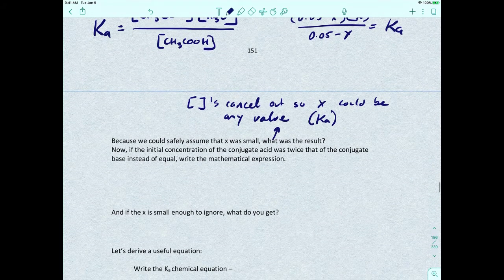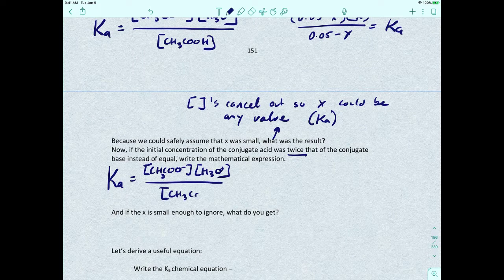Now, here's our next part. Let's say the initial concentration of the conjugate acid, the acetic acid, was twice that of the conjugate base instead of equal. Write the mathematical expression. So here's our Ka for the original reaction. It's the concentration of the acetate ion times the concentration of hydronium ion divided by the concentration of acetic acid.